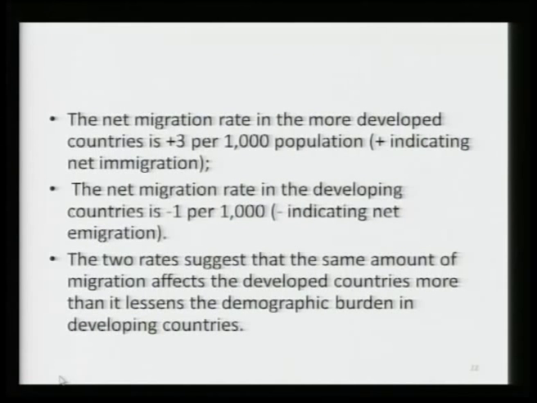In terms of rates, the net migration rate in the more developed countries is 3 per 1000, plus 3 indicates net immigration. There is both immigration and emigration. Net is plus 3, means immigration is more than emigration, and the net migration rate in the developing countries is -1. The two rates suggest that the same amount of migration affects the developed countries more than it lessens the demographic burden in the developing countries.